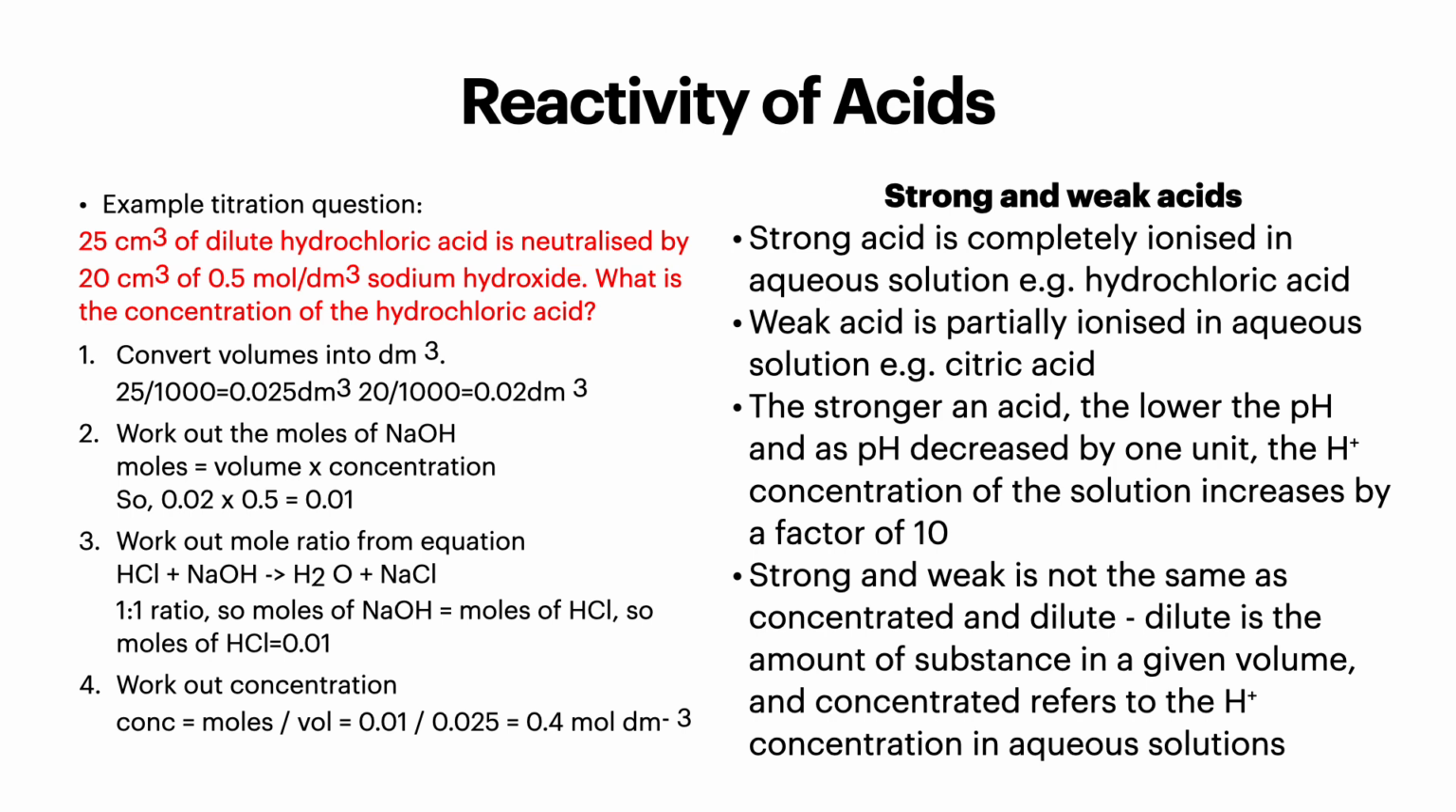An example titration question here: 25 centimetre cube of dilute hydrochloric acid is neutralised by 20 centimetre cubed of 0.5 mole per decimetre cubed sodium hydroxide. What is the concentration of the hydrochloric acid? So this is going back to the previous presentation where we looked at the equations for moles and things. So you want to convert the volume into decimetre cubed. This is really important. You need to make sure the units are in decimetre cubed before you even try and do any of the other equations. So to go from centimetre cubed to decimetre cubed, you just need to divide the number by 1,000. As you can see, that has been done here in step 1.